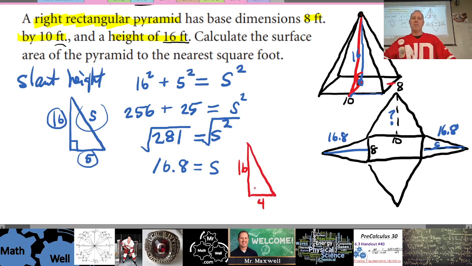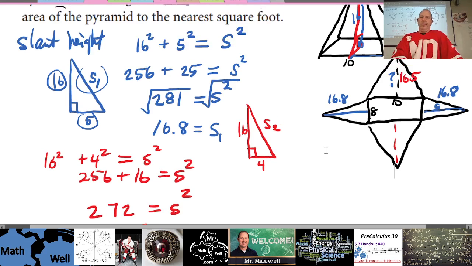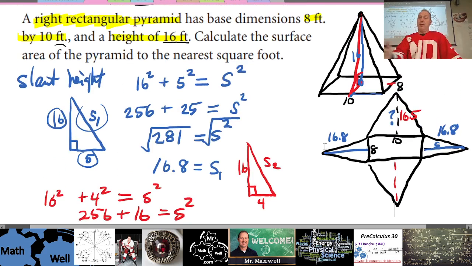And I'll do the same thing, Pythagoras to find S. So I'll make this one S1, and then this one will be S2, okay? So let's do Pythagoras there. Once we do Pythagoras there, we get a second slant height of 16.5. So very close, but not quite the same. So those two are 16.5. Okay, so again, this is a long question, isn't it?